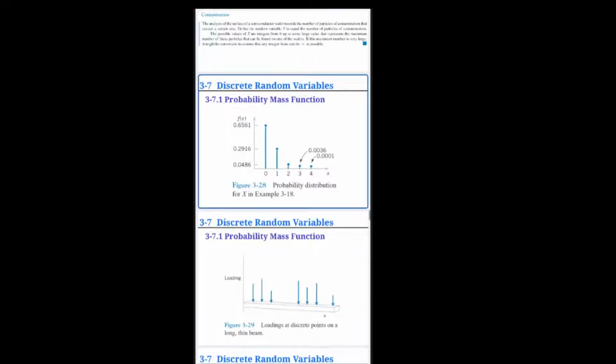So let's talk about probability mass function. It can be visualized this way when we can identify probability values only in some points of the space because we have discrete distribution. This name is related with engineering, with loading at discrete points on a long thin beam. And probability mass function, you can see it in the equation. It can be noted like this.